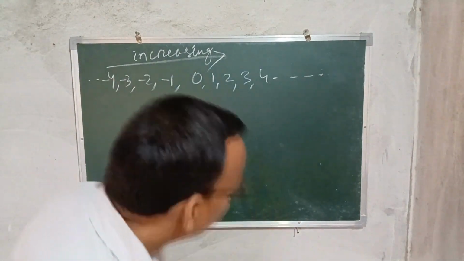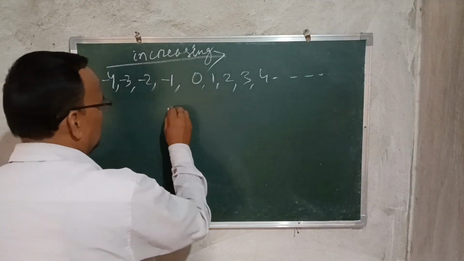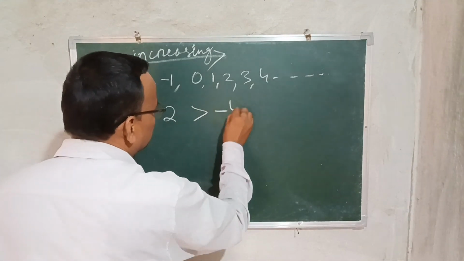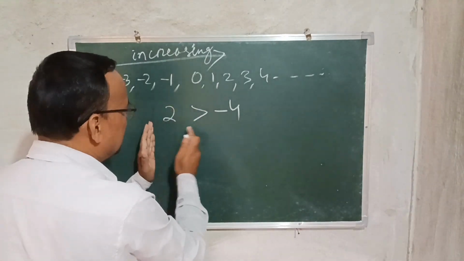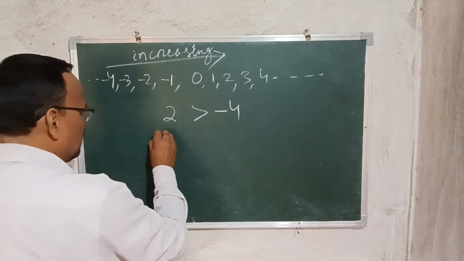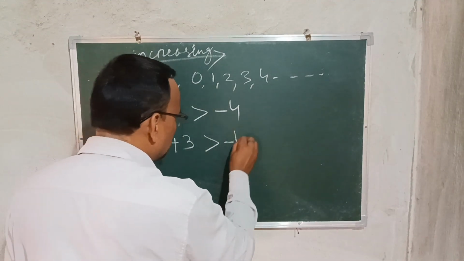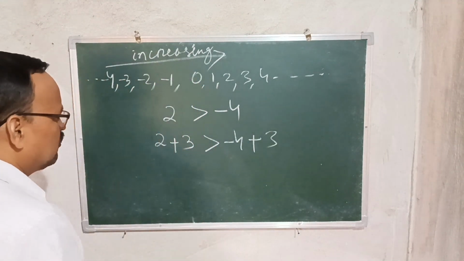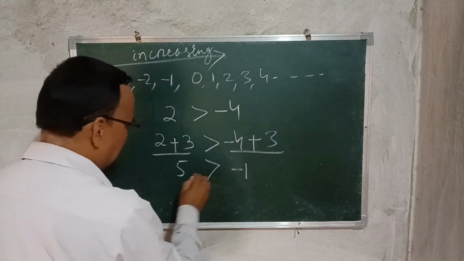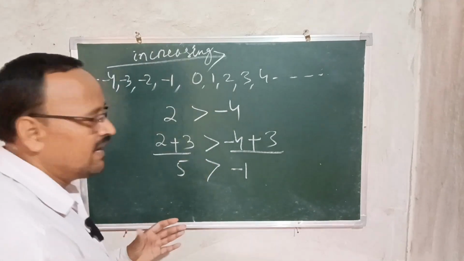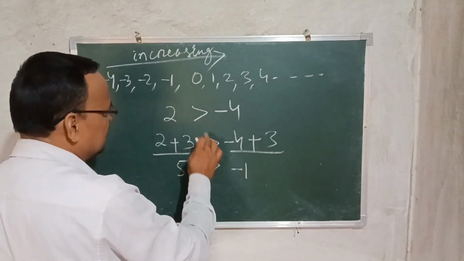There is a rule when we multiply. Suppose we take two integers. 2 is greater than minus 4. If we add any number to both sides, this is the left hand side and this is the right hand side, suppose I add 3: 2 plus 3 is greater than minus 4 plus 3. 2 plus 3 is equal to 5, and minus 4 plus 3 is equal to minus 1. And 5 is greater than minus 1. When we add any number to both sides, there is no change. The greater sign remains the same.